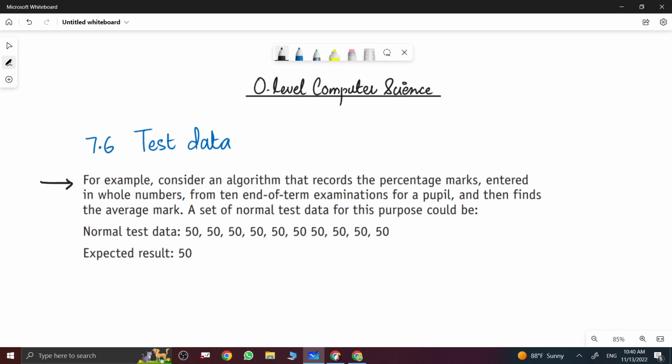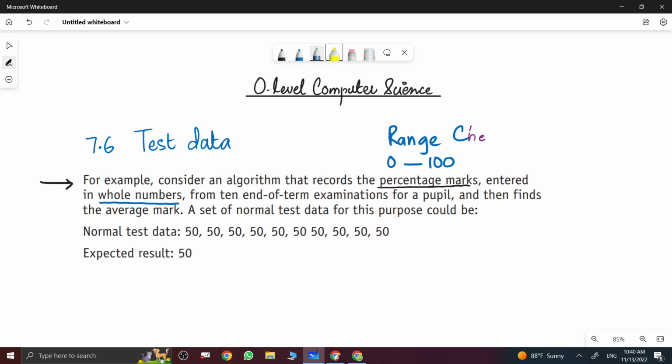For example, consider an algorithm that records percentage marks. It is mentioned that the algorithm is recording percentage marks. It means that the marks must have a range of 0 to 100, entered in whole numbers. Whole numbers means that the marks will not be any decimal value or any string value. It will be an integer value. So here you can say that the algorithm is going to check for the range. It's a range check validation on the data.